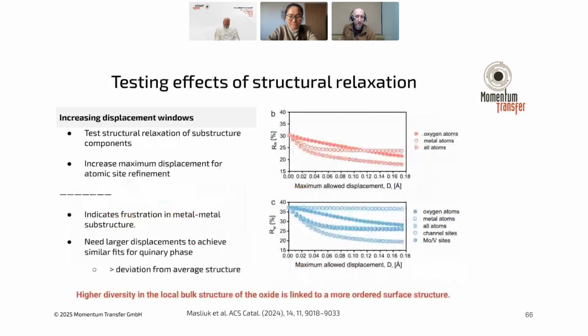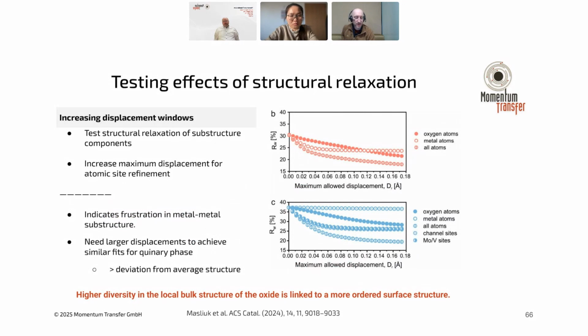And there's another thing that we can do now, which is testing how much we need to relax the average structure to get a good model for the local structure. In this case, we allow the atomic site positions to refine, and we can do that for different substructure components to see what is most important in terms of localized distortions. And then we can see how that tracks as a function of how much we allow these things to distort off of their average structure positions.